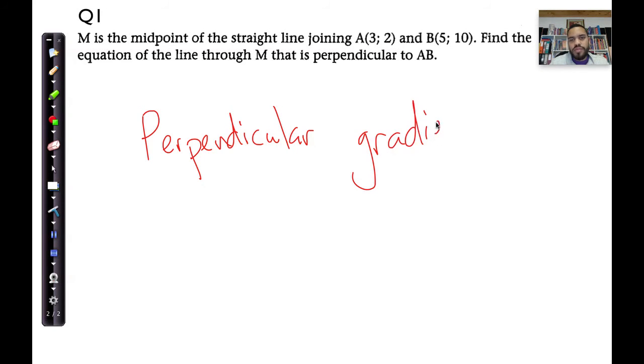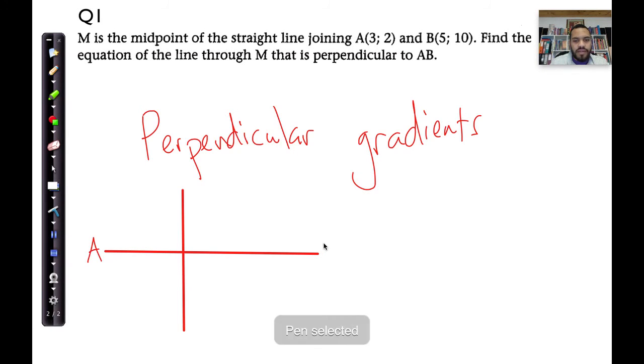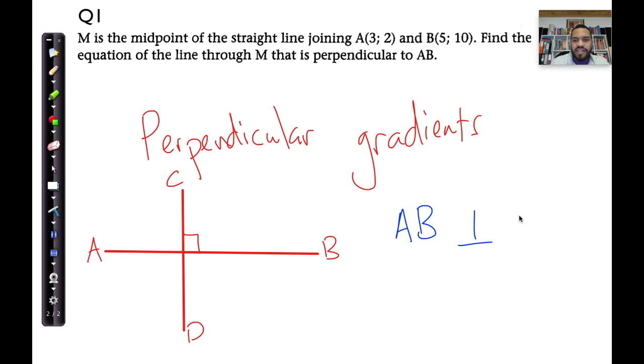What do we know about lines that have perpendicular gradients? Well, firstly, we know what's perpendicular. Perpendicular means that a line meets at a right angle. So if I draw a line down like that, and I draw another line there, and I consider this line AB, so there's point A, there's B, and then I've got C and D there. If they meet at a right angle, indicated by such a block, I say that line AB is perpendicular to line CD.